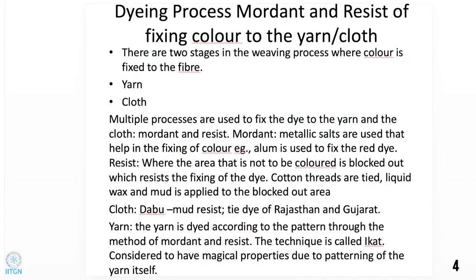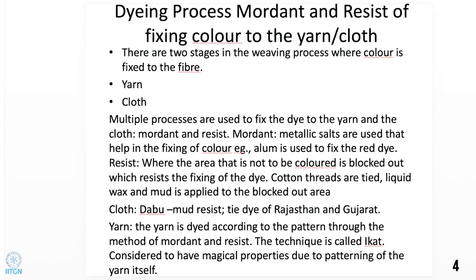Cloth where we use these methods, you have Dabu which is mud resist, and tie-dye of Gujarat and Rajasthan. Yarn is dyed according to the pattern through the method of mordant and resist. The film only showed the resist, we were not able to see the rest of the film where there is mordanting, that is how we are preparing specific areas through these metallic salts so that color is absorbed very easily. The technique is called ikat.